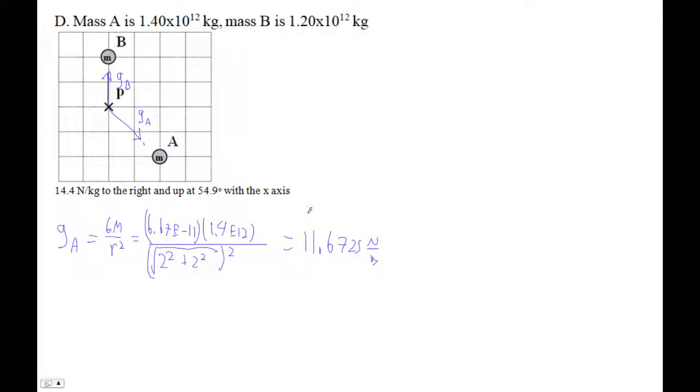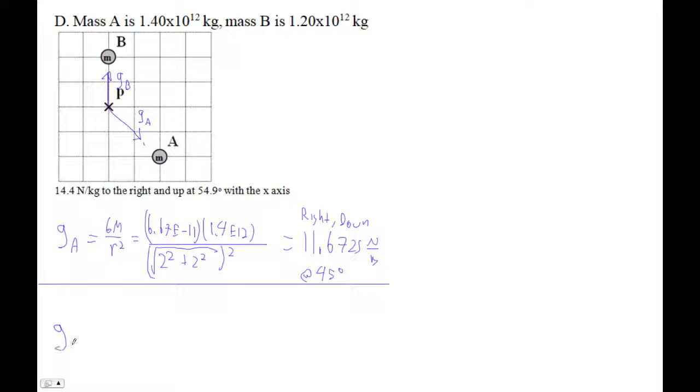And this is down and down at 45 degrees with the x-axis.